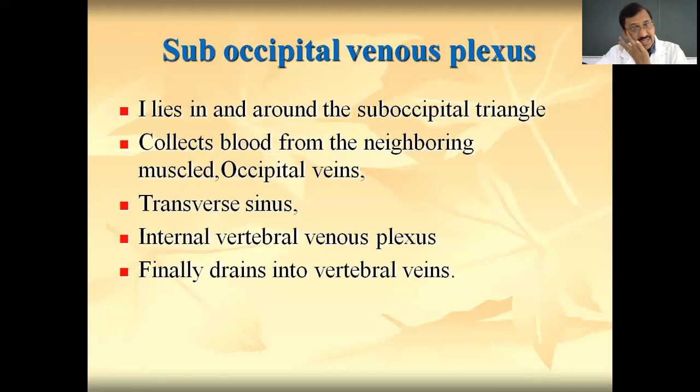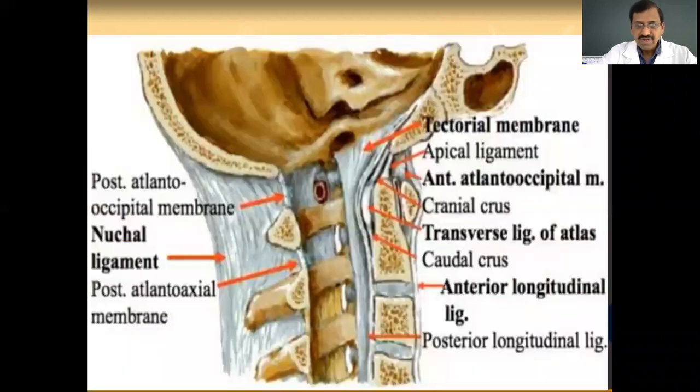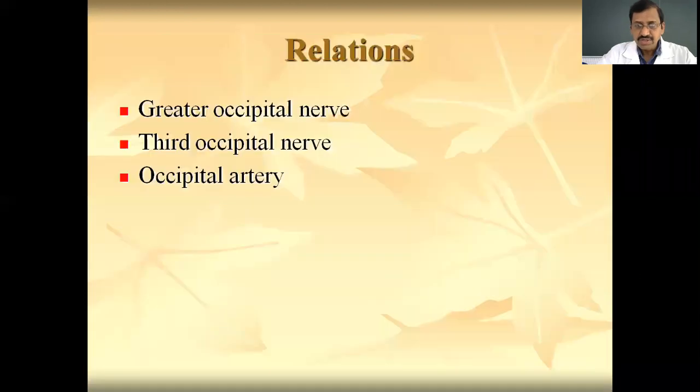Next content is the suboccipital venous plexus. This suboccipital venous plexus is present in the suboccipital triangle, and it collects blood first from the neighboring muscles, and the occipital veins, transverse sinus, and internal vertebral venous plexus, and finally the blood is drained into the vertebral venous plexus.